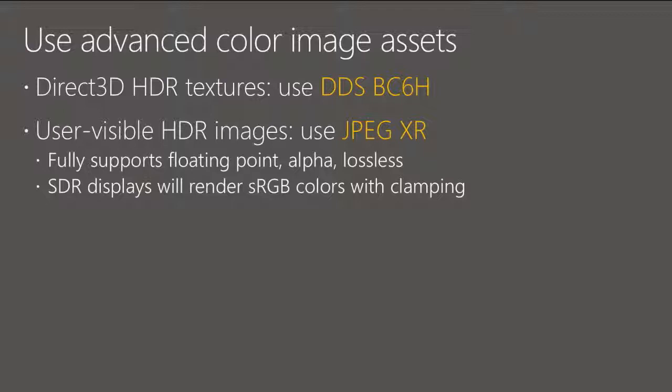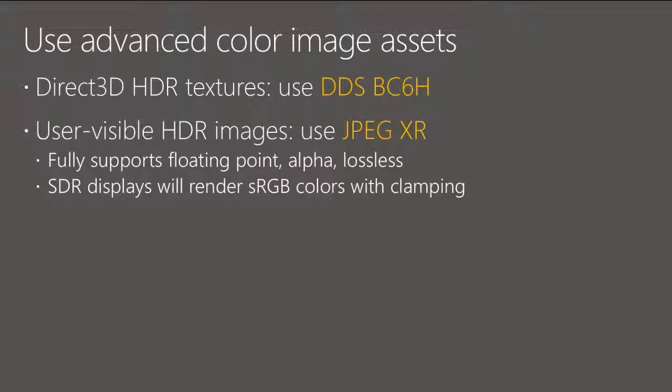If you're going to produce user-visible images, we recommend JPEG XR. JXR is fully supported on every Windows device. And just like BC6H, it supports floating point values. It actually supports floating point going up to at least 32-bit per channel single precision. In addition, it supports alpha and an optional lossless compression mode.